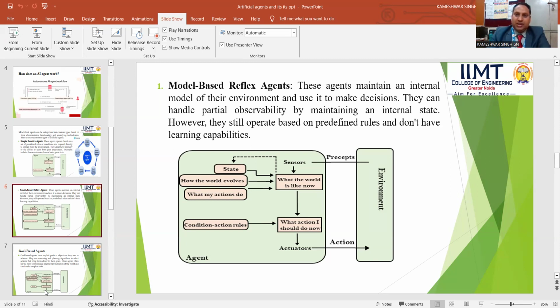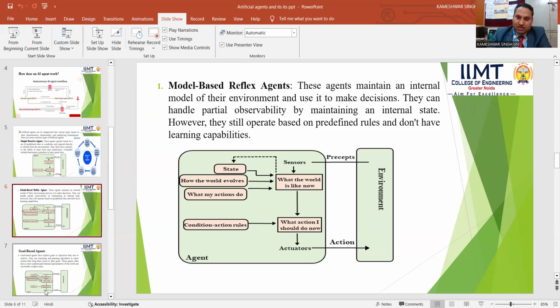These agents maintain the internal model of their environment and use it to make decisions. They can handle partial observability by maintaining an internal state. What is the internal state? Is anybody available in the room or not? These are the internal states. However, they still operate based on predefined rules and do not have learning capabilities.